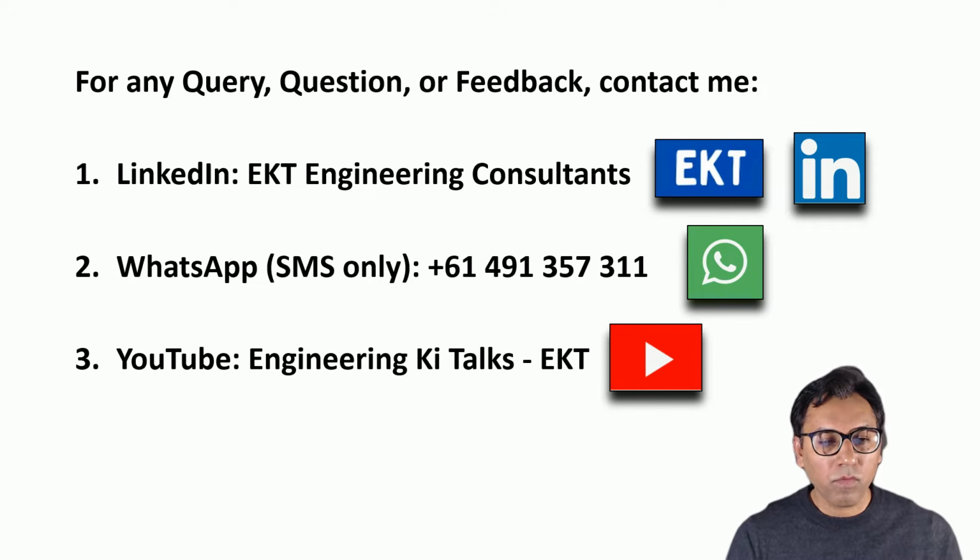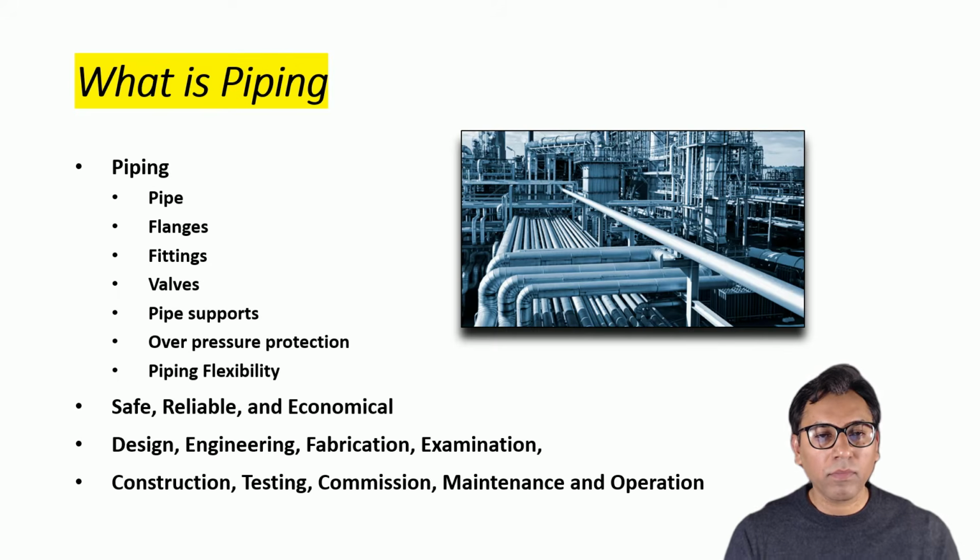Right, so first let's talk about what is piping. There are many definitions of piping, but to cover all, piping includes pipe, flanges, fittings, bolting, valves, and pressure containing equipment, which could be a special piping item. It also includes pipe supports and other items to prevent overpressurizing and overstressing.